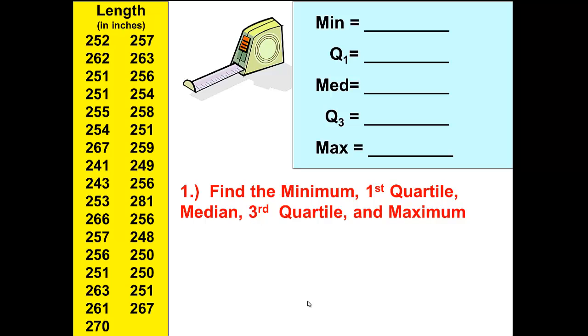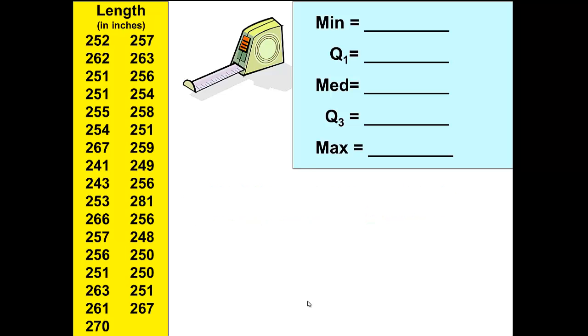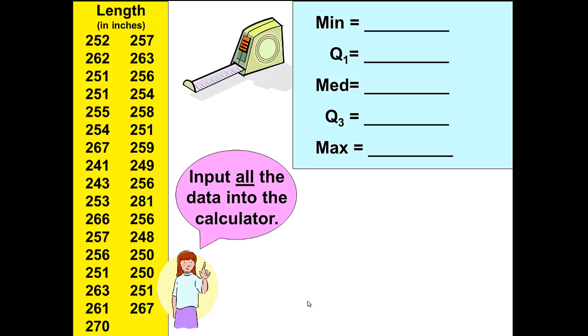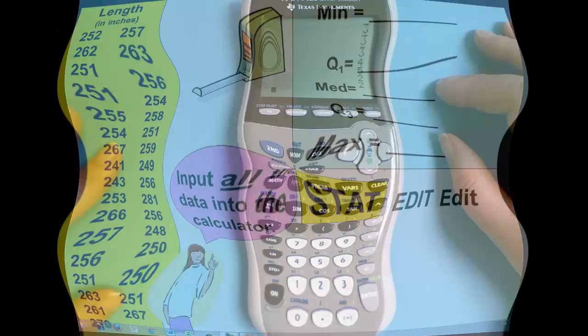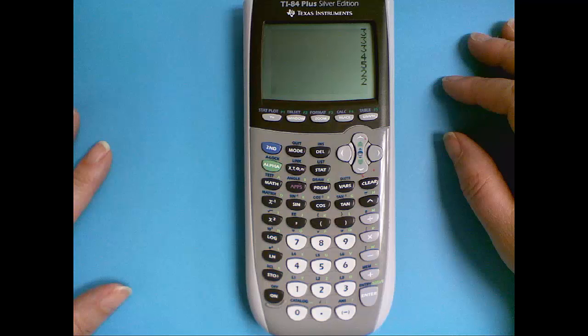To do this, we want to use the calculator. The first step is to input all the data into one list. We will press Stat, then choose the Edit menu, and Edit under the Edit menu. Now let me show you on the real calculator how to punch that data in.